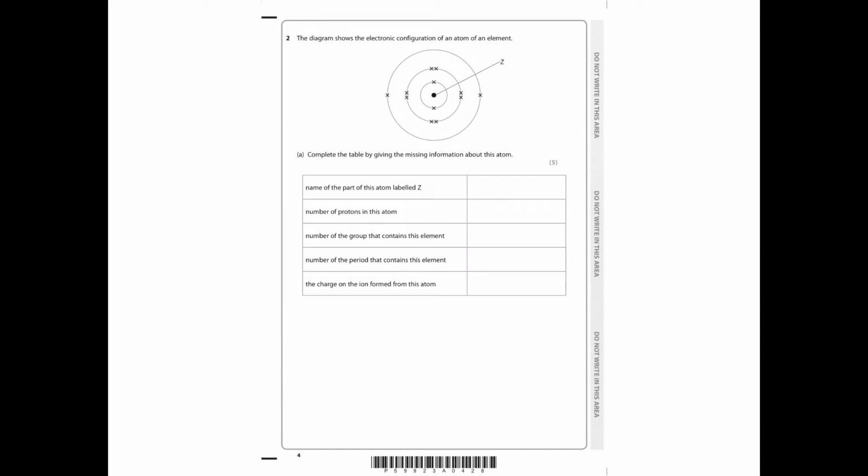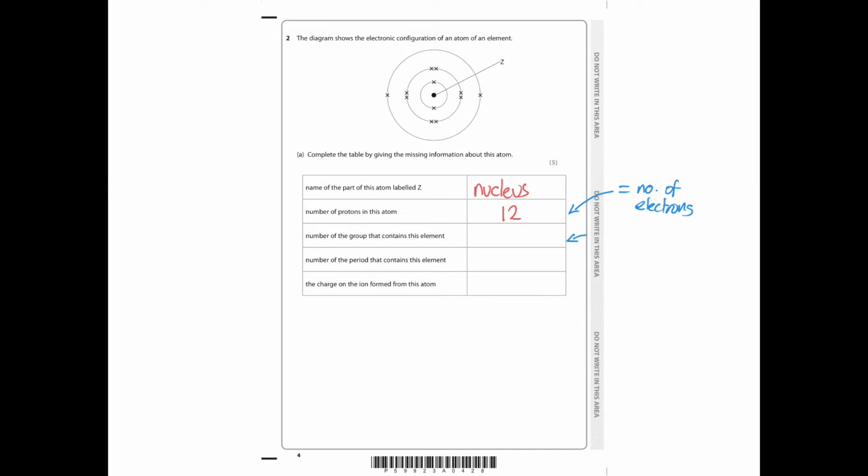You need to label Z, which is in the centre of the atom and therefore the nucleus. The number of protons, as this is an atom not an ion, is going to be equal to the number of electrons. So you can count the electrons, 2, 4, 6, 8, 10 and 12 in total, so the answer to this question is 12.